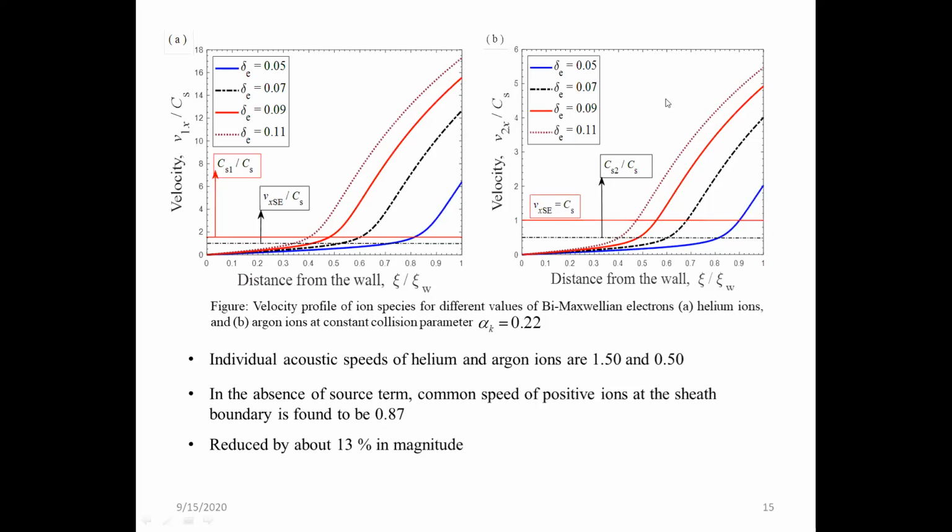This is the same for the argon ions. This is the Franklin predicted speed for the collisional plasma, and this is for the collisionless plasma. In both cases, the velocity increases towards the target surface, but the increasing rate is higher for the helium ions, and the velocity also increases with the increasing volumetric composition of the hot electrons.